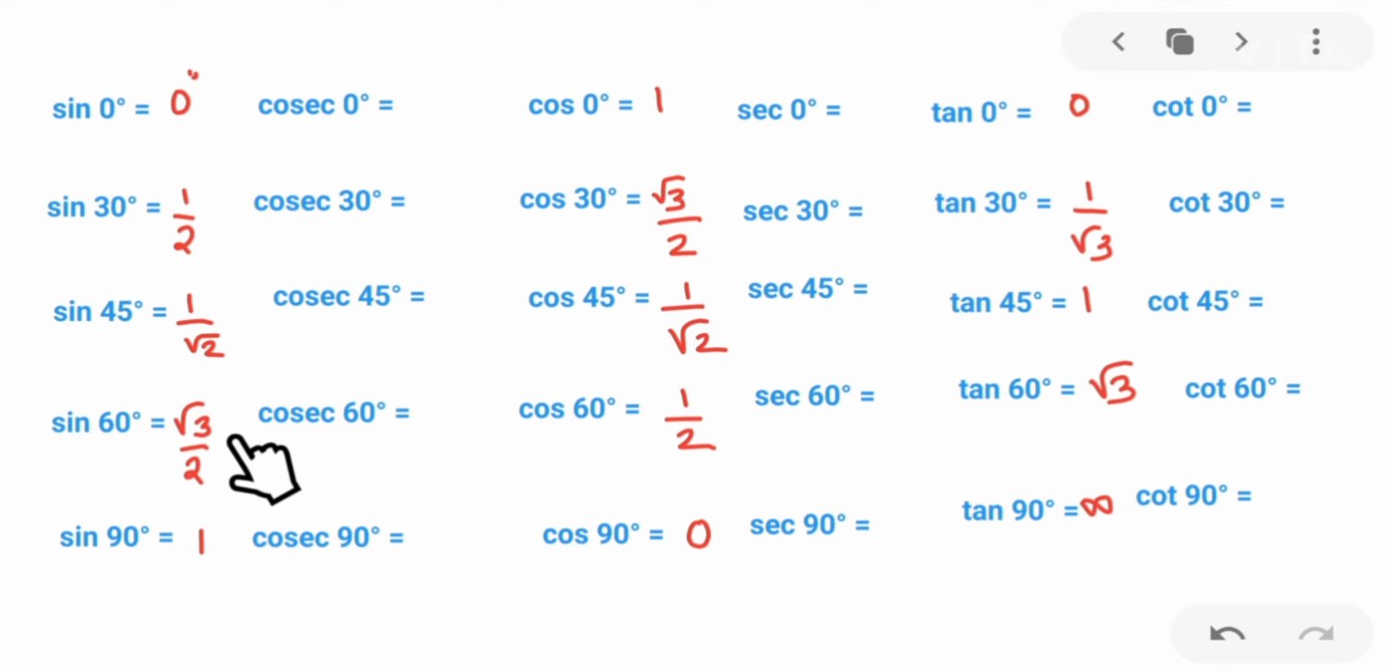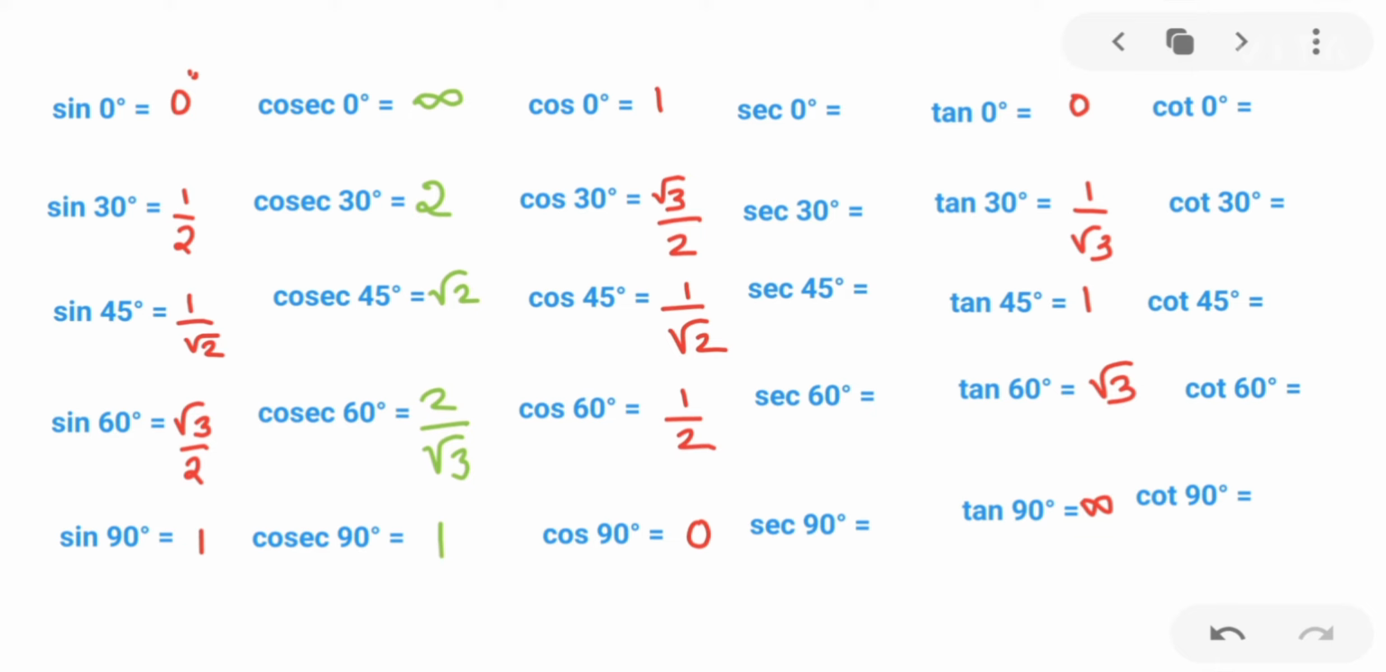So now let's write the cosec values from the sine values. So cosec 0, so 1 by 0 is infinity. For cosec 30, take the reciprocal of sine 30. So it is 1 by 2, so it will become 2. Cosec 45 is reciprocal of sine 45, that is root 2 by 1. And cosec 60 is the reciprocal of sine 60, so it is 2 by root 3. And reciprocal of 1 is 1.